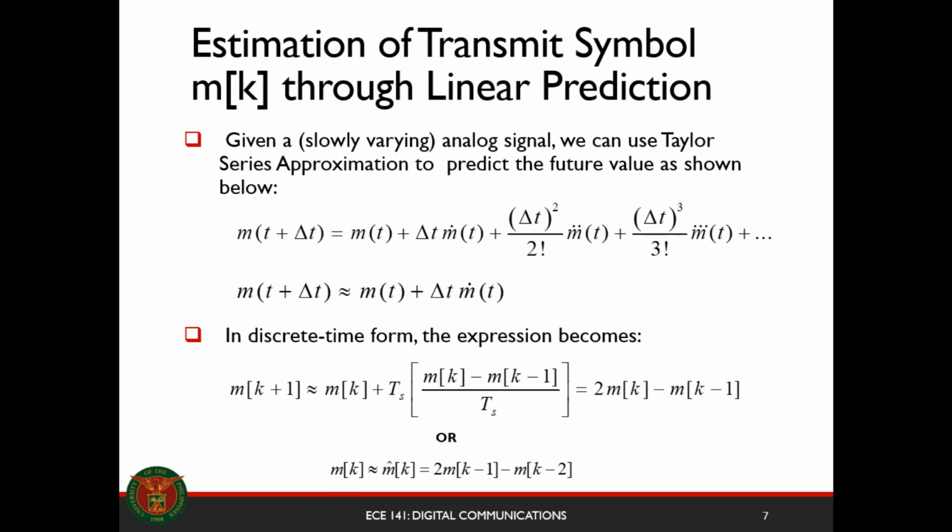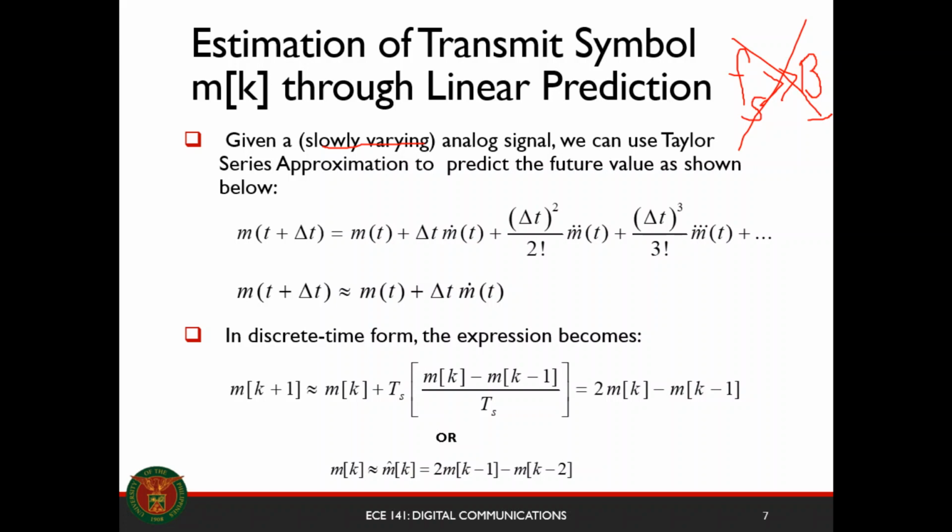So given a slowly varying analog signal, which is always the case when you have a sampling frequency much greater than the bandwidth of the signal. So for the sampling frequency, your analog signal is slowly varying. If this is not the case, then your analog signal is not slowly varying. We can't use this approximation.